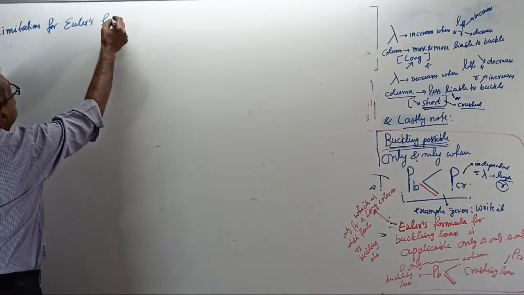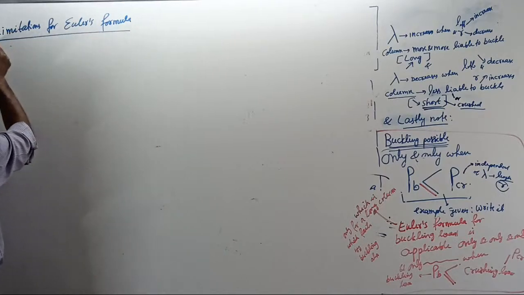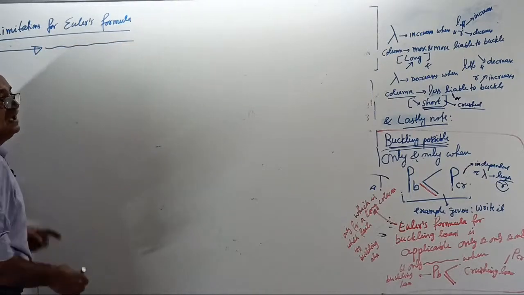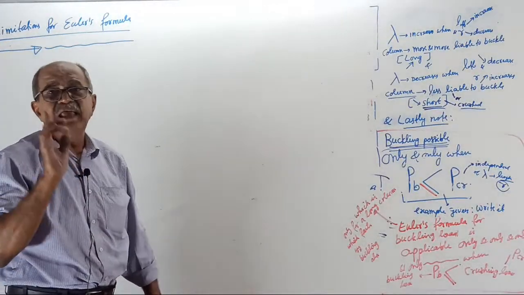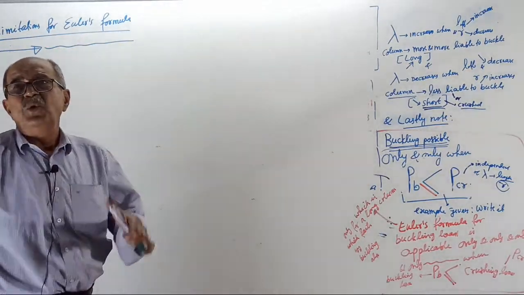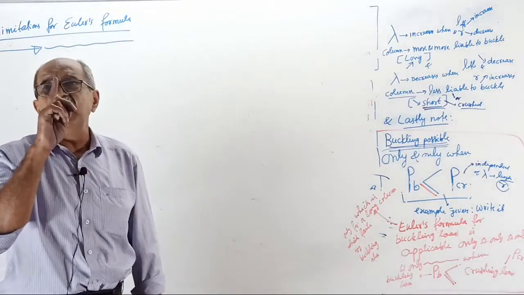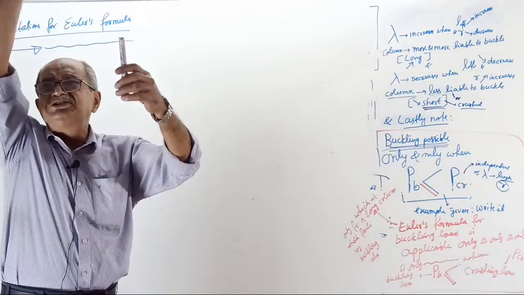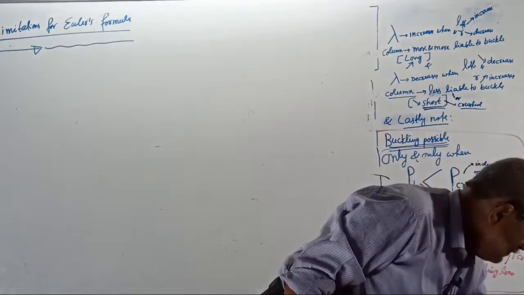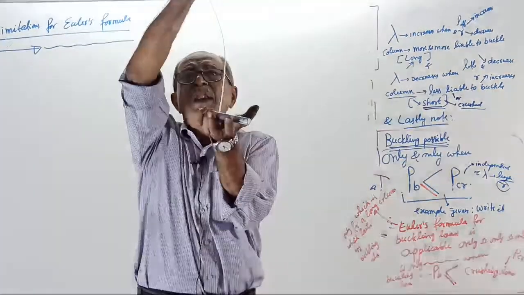Euler's formula means Euler's theory. Remember, before that, first one statement I will give, you should write it. The statement is: Euler's formula is derived considering the column to be sufficiently long so that it fails only by buckling. Euler, when he derived it, considered only buckling.